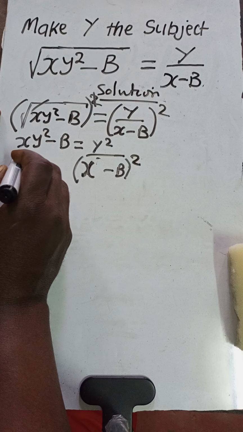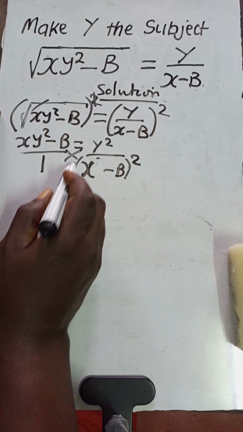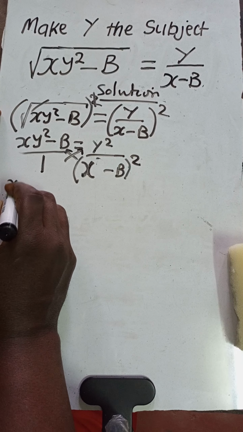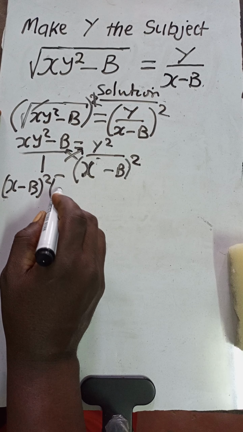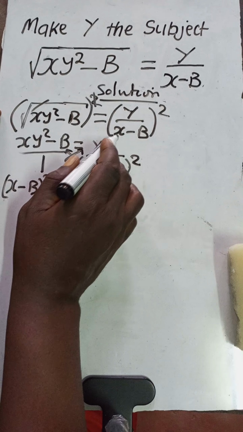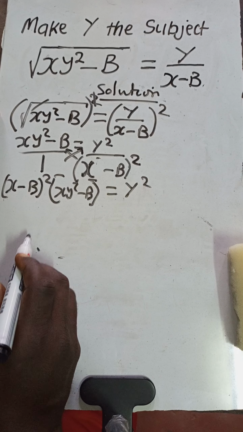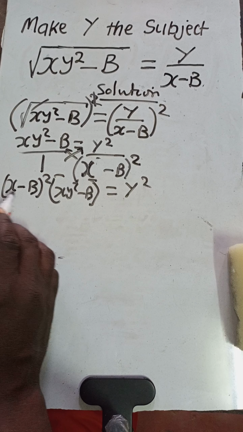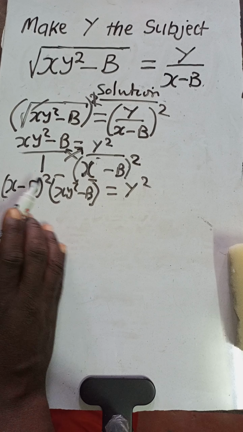Now this is a fractional expression. We just make this one also a fraction so that we can carry out cross multiplication. This denominator multiplied to that numerator, you have x minus b squared into xy squared minus b. This denominator multiplied to that numerator is simply 1 times y squared. We have y squared on the right hand side, and y squared on the left hand side.